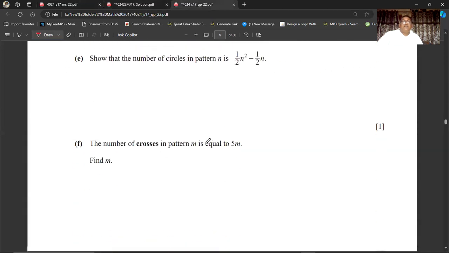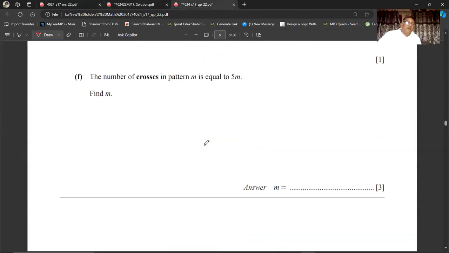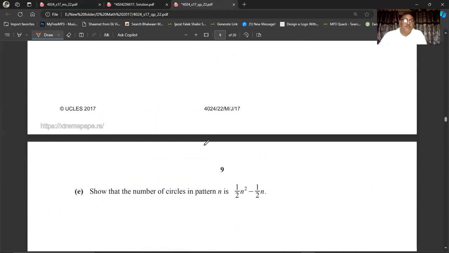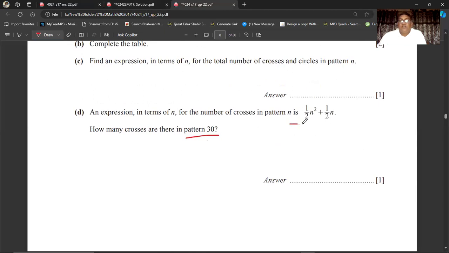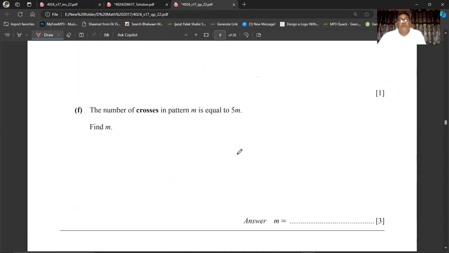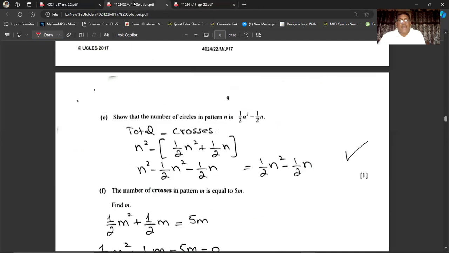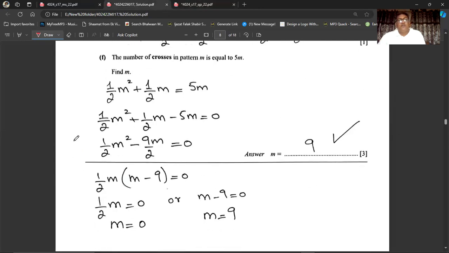Okay, then we have F part, which is 3 marks. And this is question number 6. He says number of the crosses in the pattern M is equal to 5M. The formula for the number of crosses is 1 by 2n square plus 1 by 2n. So in the pattern M, the number of the crosses will be 1 by 2m square plus 1 by 2m, and they say this is equal to 5m.